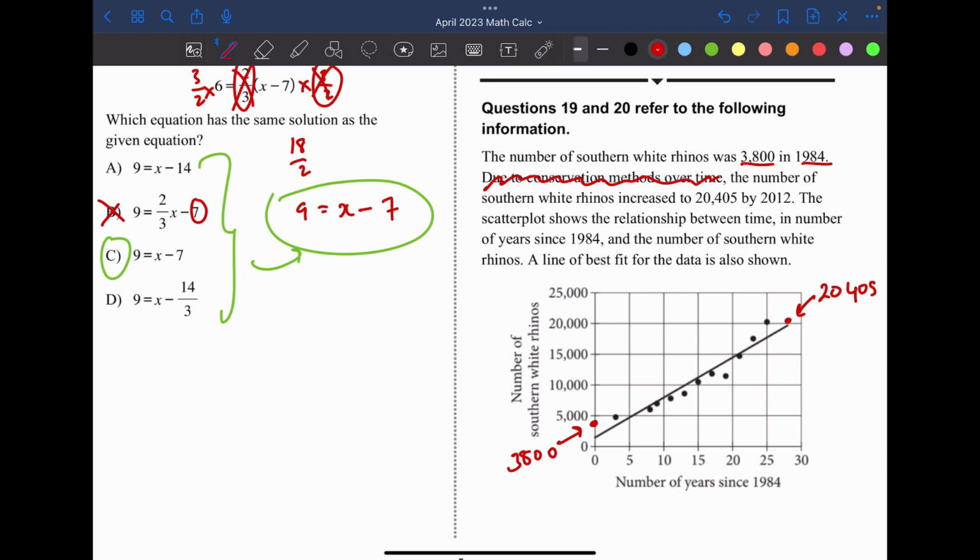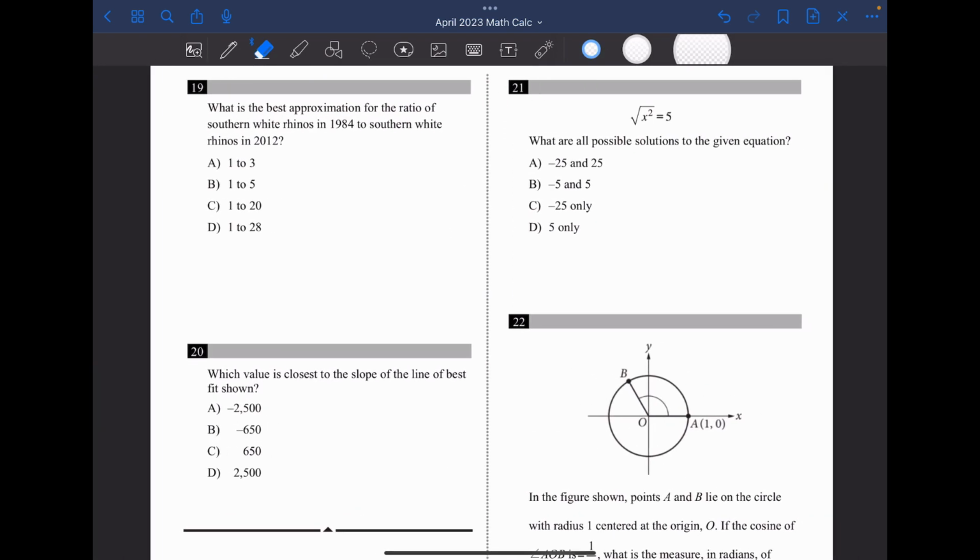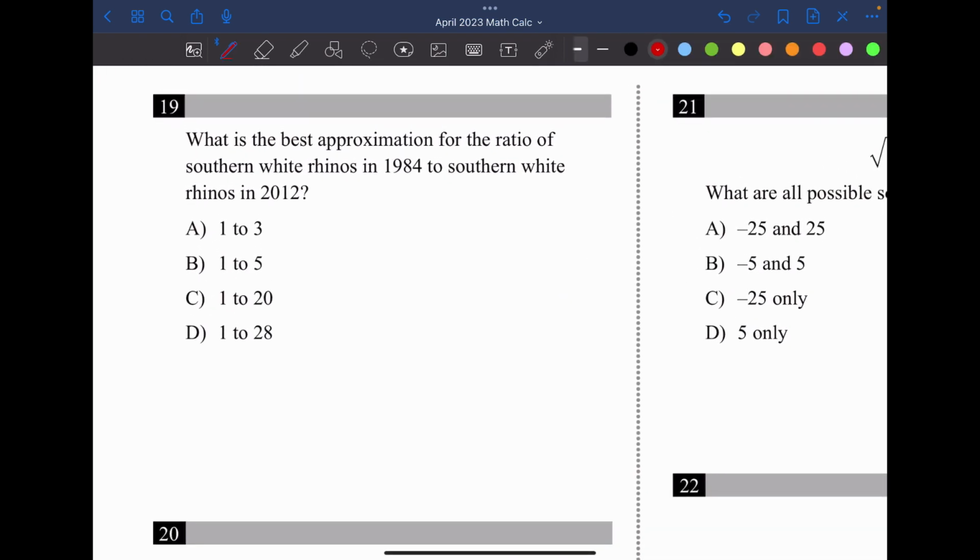Okay, and then it says a bunch of other stuff, and also shows that the line of best fit of the data is also shown. So it's this line over here. But yeah, the actual question is on the next page. So let's go to that. It says, what is the best approximation? So first off, it says approximation. That means the answer we get is not going to be the best possible answer. Okay, but yeah, so what is the best approximation for the ratio of southern white rhinos in 1984 to the southern white rhinos in 2012?